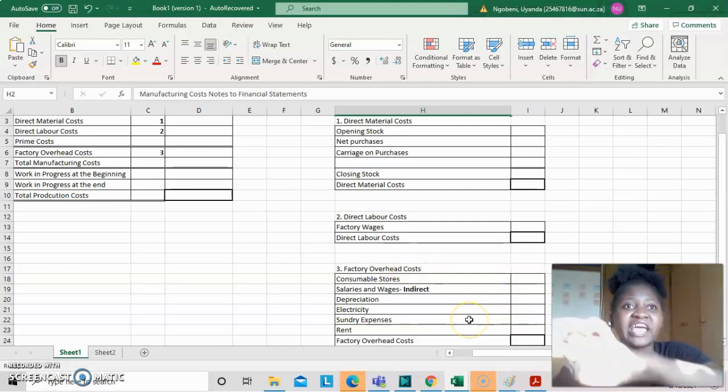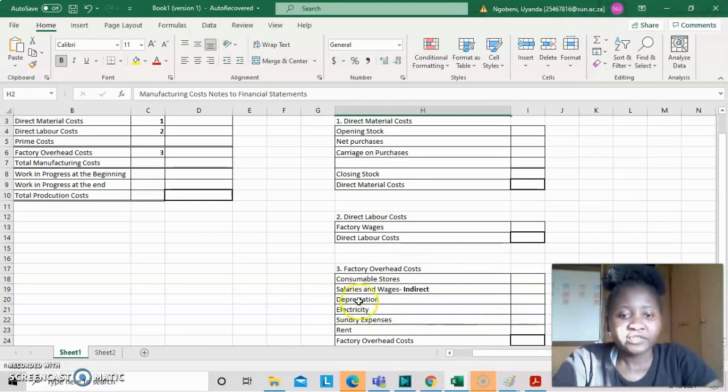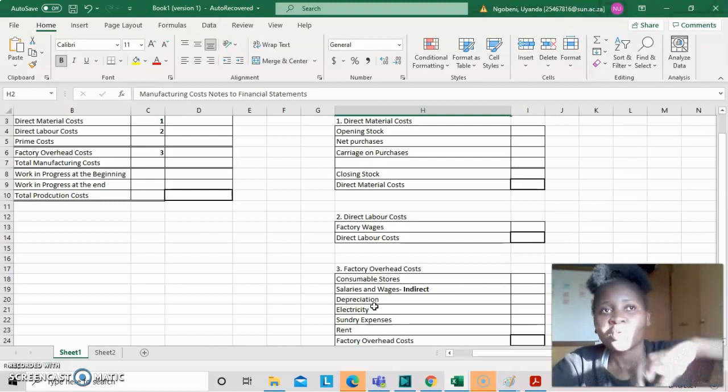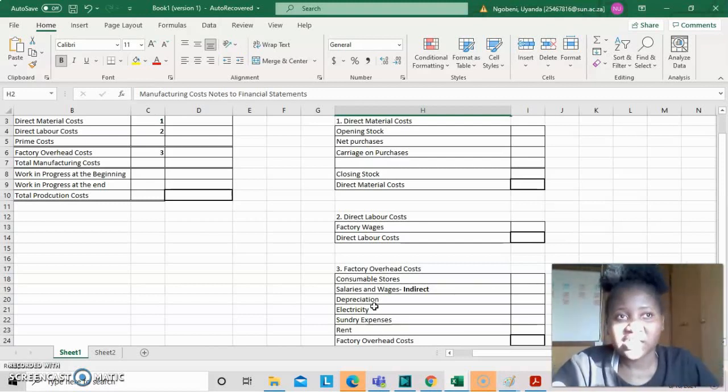Sundry expenses can be any other expenses that have not been written with their actual name. You get it? Electricity. We have to pay electricity for the factory to keep it running. Depreciation. We have equipment, all these things that we're using in the factory that have a depreciation value. The plant, the equipment.